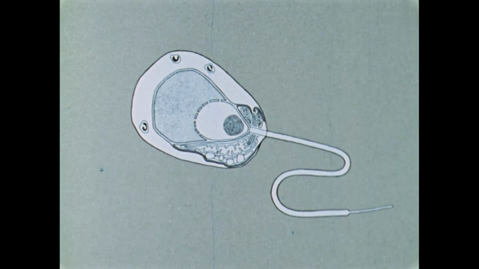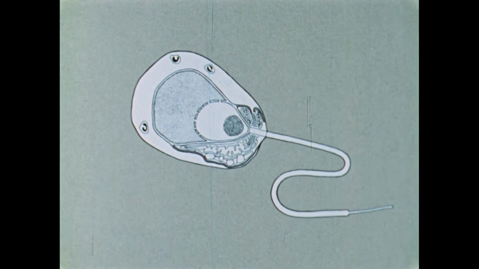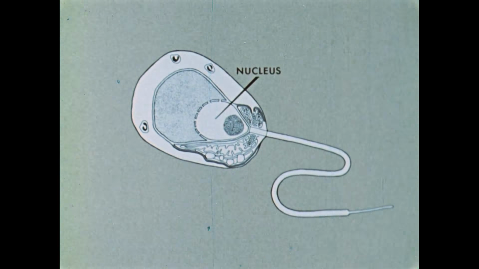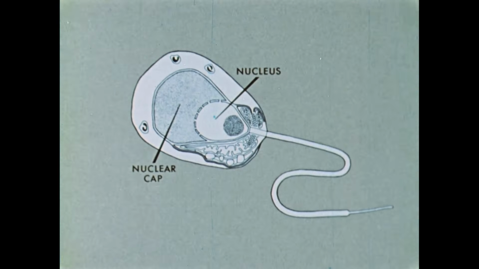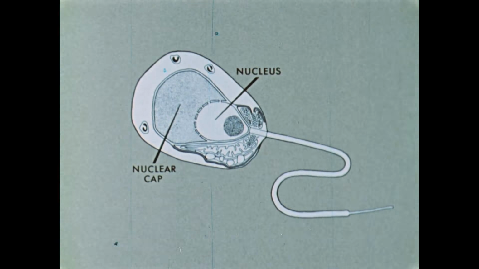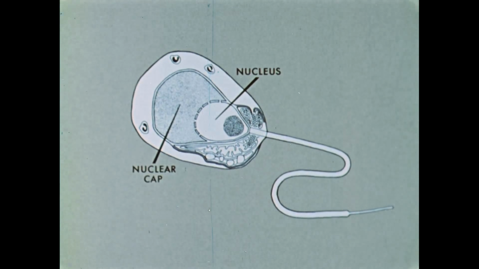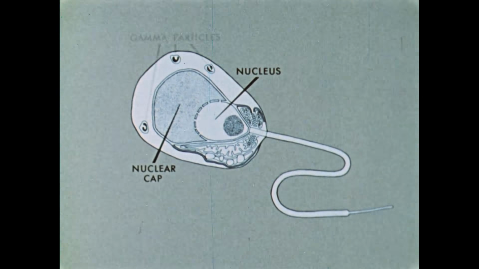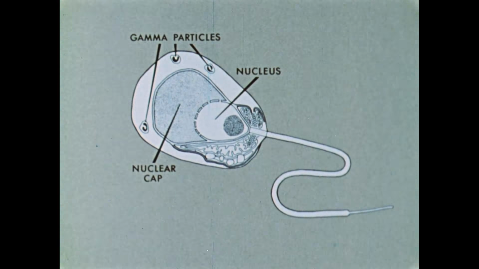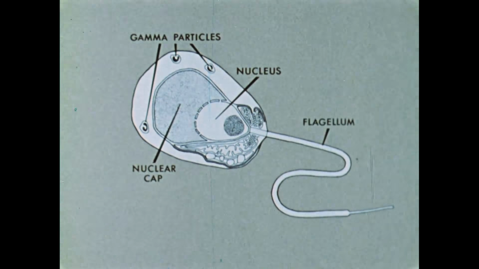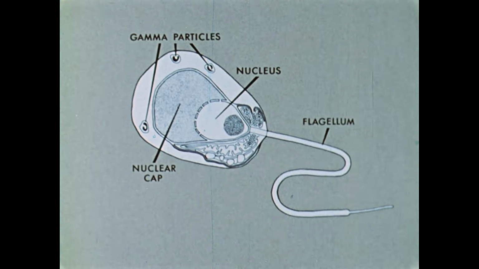The zoospore measures about 7 by 9 microns. The nucleus is separated by a double membrane from a nuclear cap in which are stored almost all the ribosomes in the cell. Its cytoplasm contains conspicuous organelles called gamma particles. These appear to contain DNA. The flagellum terminates in a kinetosome.